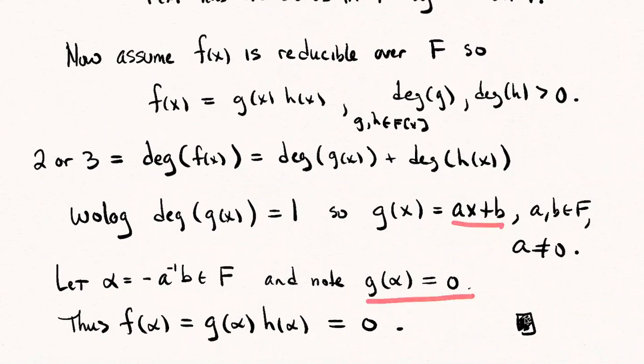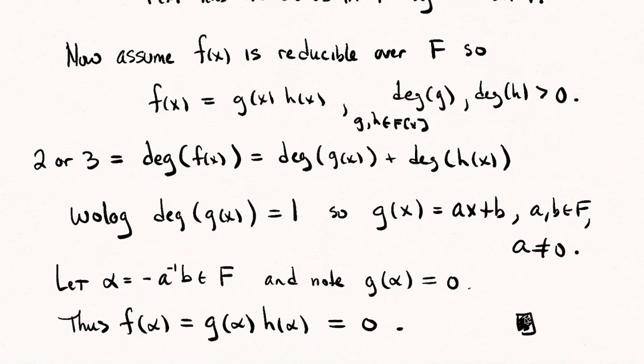g of alpha is the 0 polynomial, and therefore f of alpha is 0, because evaluation is a homomorphism, it's g of alpha times h of alpha, and 0 times h of alpha is 0. All right? So by assuming that f was reducible, we were able to produce a 0 for it in our field. Cool. So that's kind of, in this course, really the only tool.